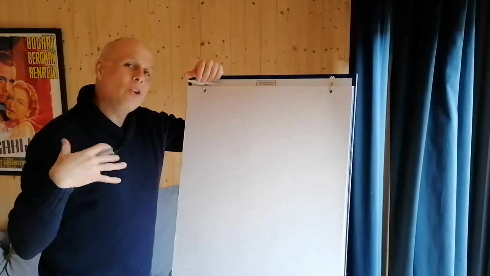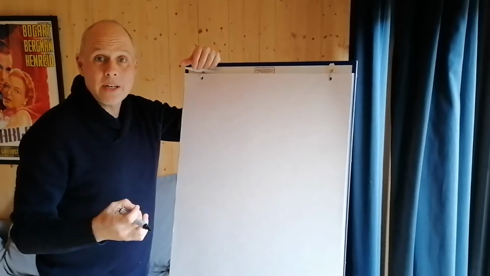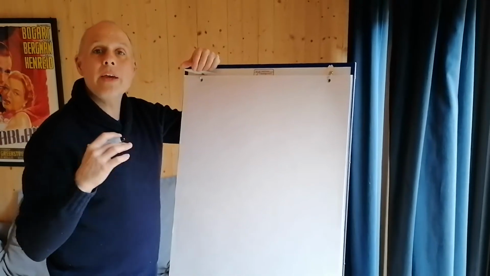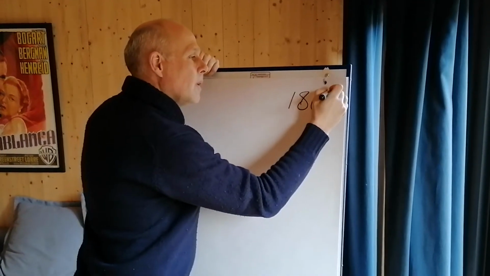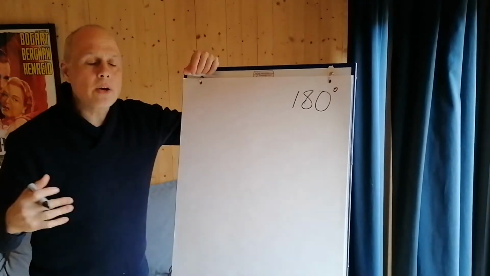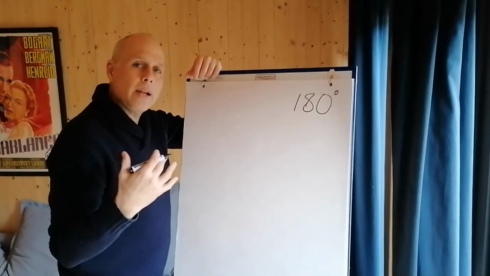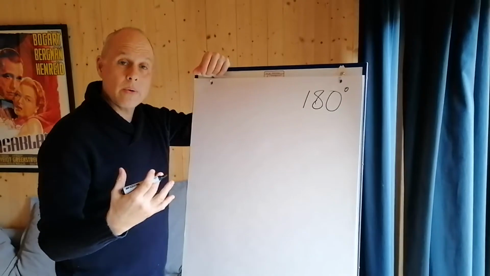Good morning. We've been looking at the properties of the inside angles of a triangle, and we know they total 180 degrees. Yesterday we had a little look at how we can calculate missing angles within a triangle.